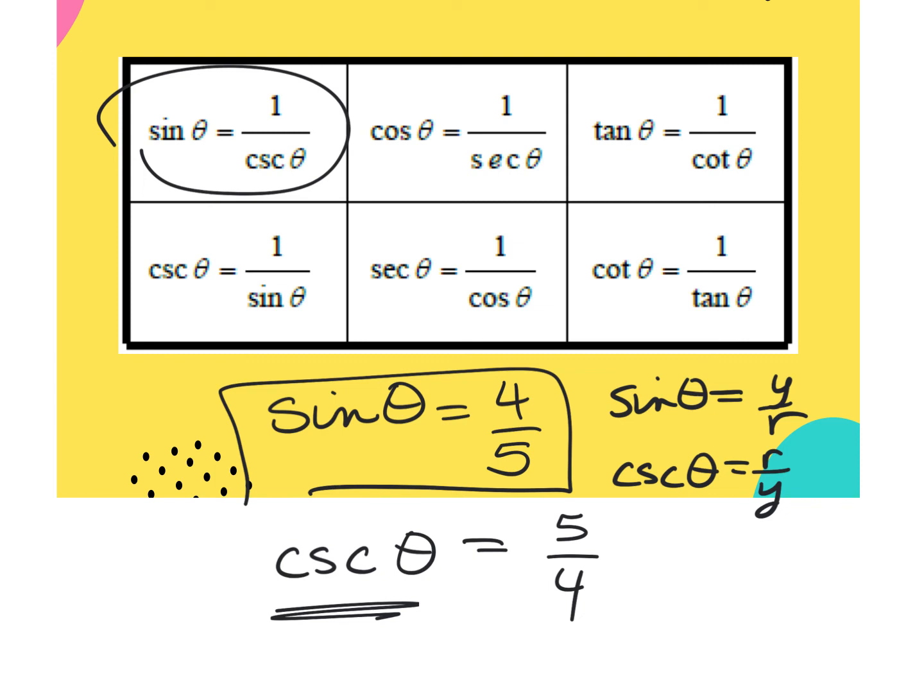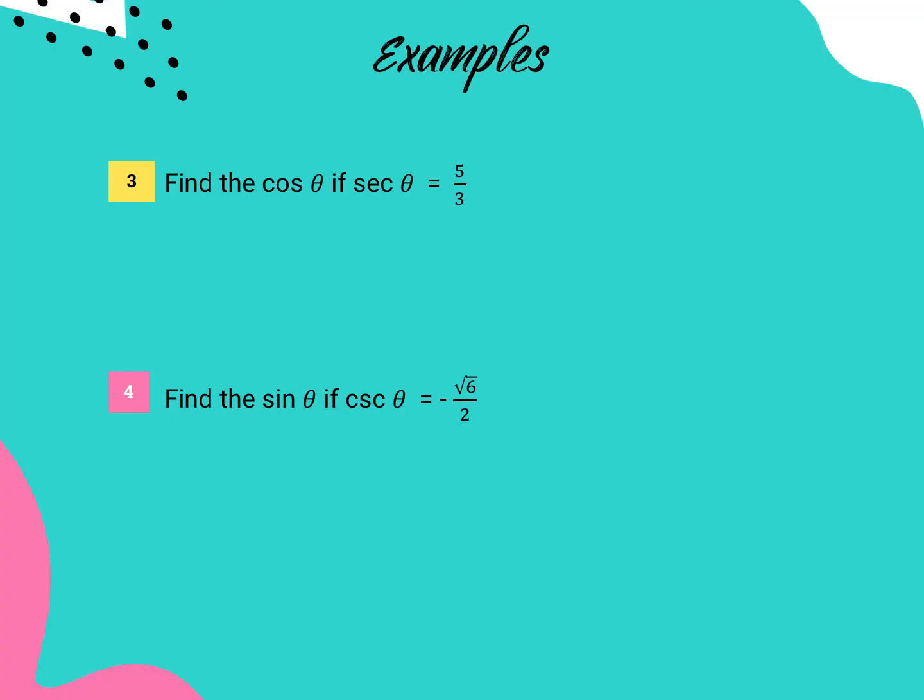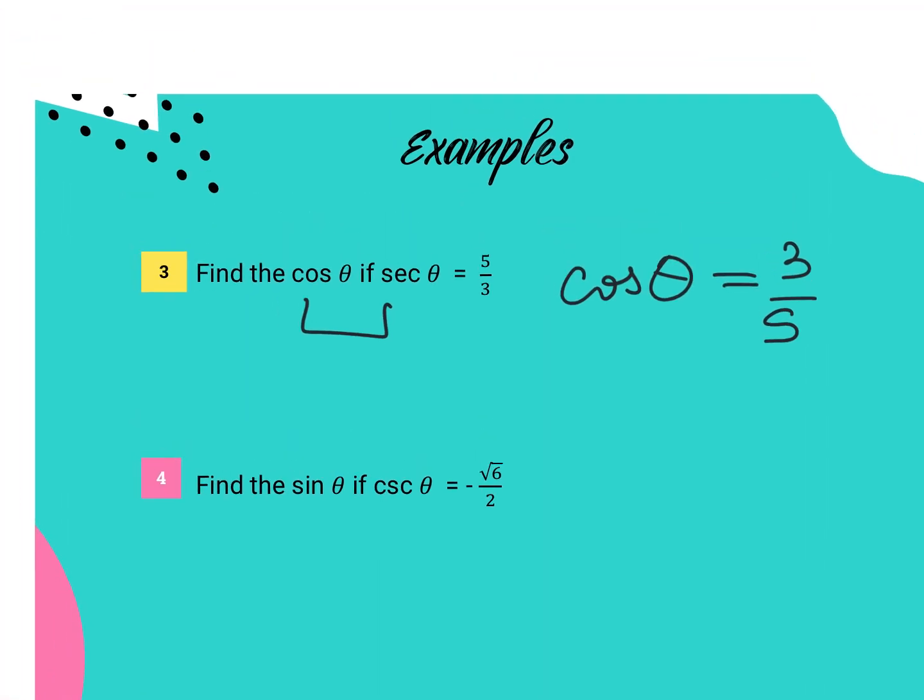Let's try some other ones. And you're doing this in the homework. So here it says, find cosine of theta if secant of theta equals 5 over 3. Well, I know that cosine and secant are reciprocals. So to write the cosine of theta, all I do is flip the fraction. This is using reciprocal identities. When you're doing the homework tonight, these are going to be questions 45 through 49.